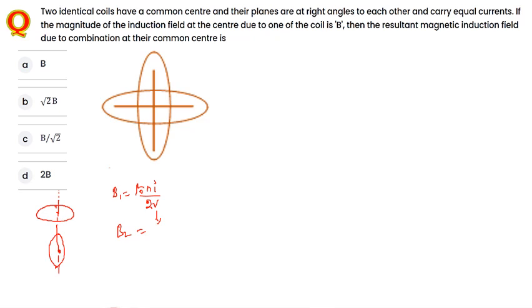What they are asking here is the resultant magnetic induction. For the resultant, one is about the horizontal coil, which they have given as Bi. One is about the vertical coil, that is Bj. So the net magnetic induction here is Bi plus Bj, because they have given the magnitude of magnetic induction here as B.